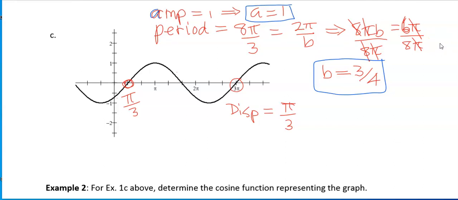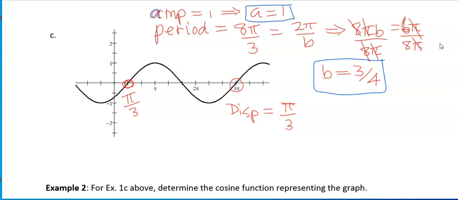I thought I heard someone knocking at the door, but I guess not. So, if we think of the displacement as being pi over 3, what does that mean? It certainly looks like pi over 3, doesn't it? The graph was shifted that far.